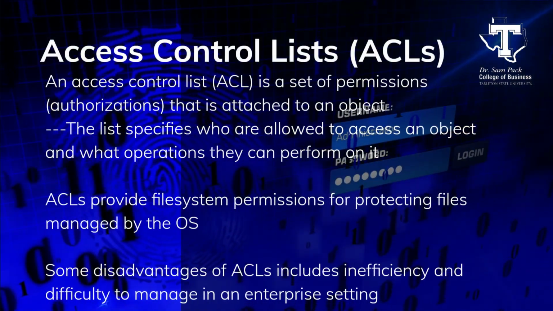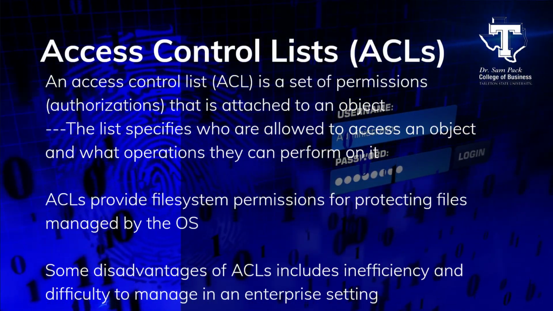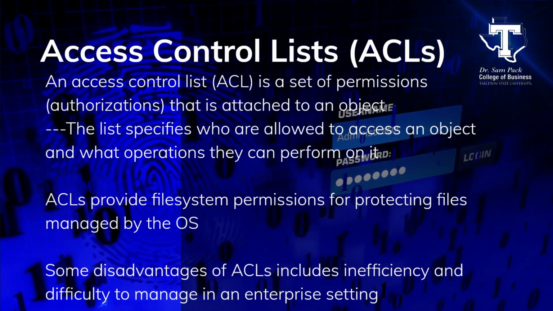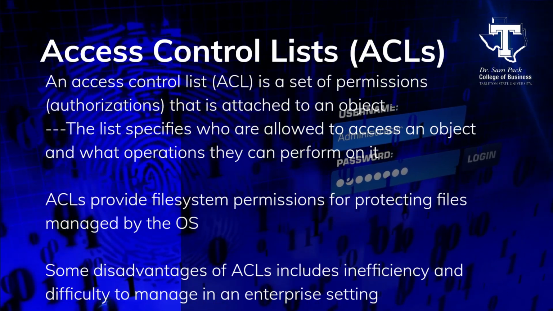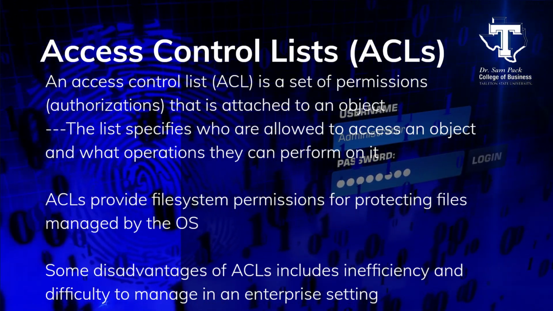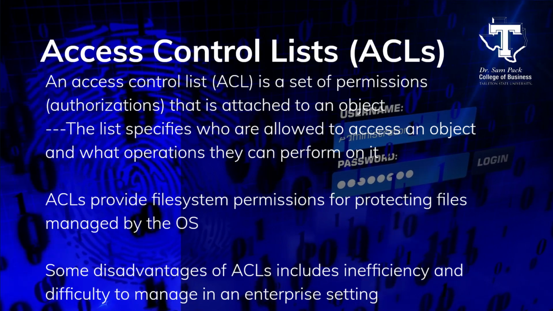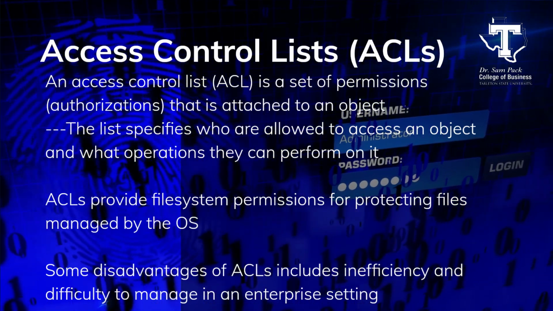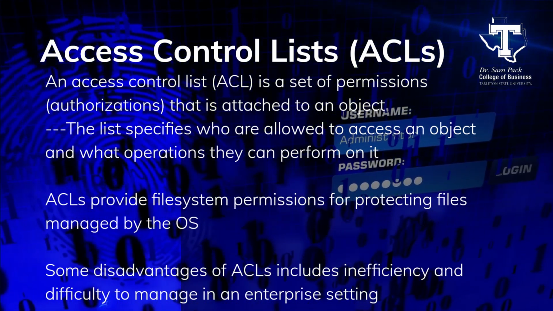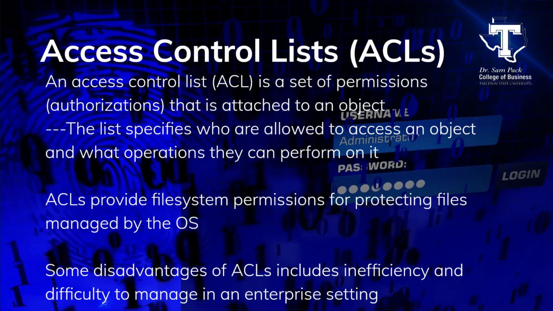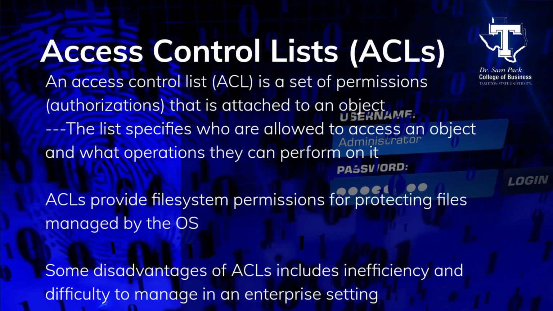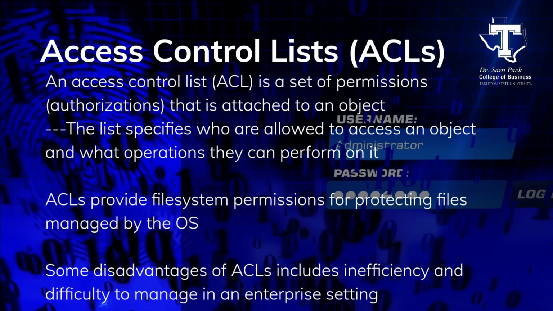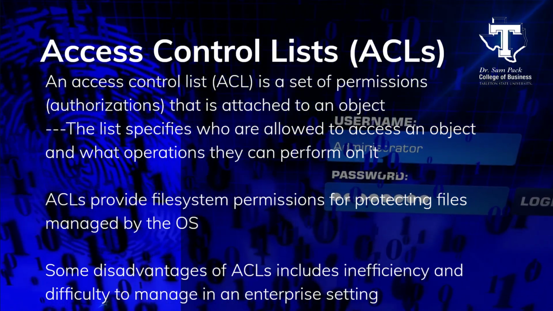An access control list, ACL, is basically a list of permissions attached to an object, like a file or folder. This list details who is allowed to access the object and what operations they can perform, such as reading, writing, or executing. ACLs are great for providing file system permissions to protect files managed by the operating system. They specify which users or system processes can access specific objects and what operations they can perform.